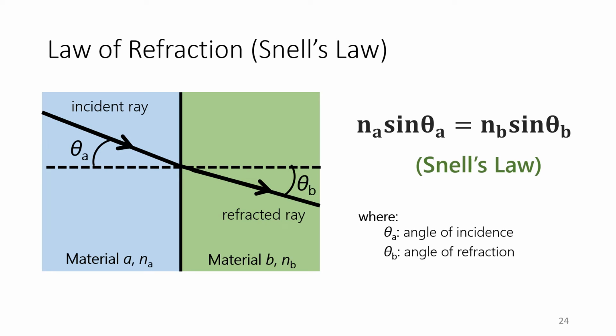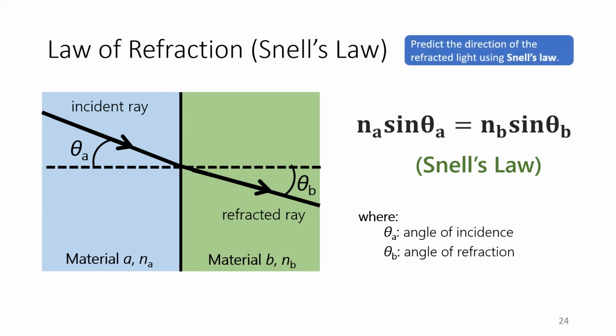Theta sub A and theta sub B are the angles of incidence and refraction respectively. These subscripts are assigned according to the material instead of their role, because you'll soon find out in answering problems with multiple boundaries that this angle is the same for the material regardless of whether it's entering or leaving the boundary. With this, we accomplish our objective of predicting the direction of refracted light using Snell's law.